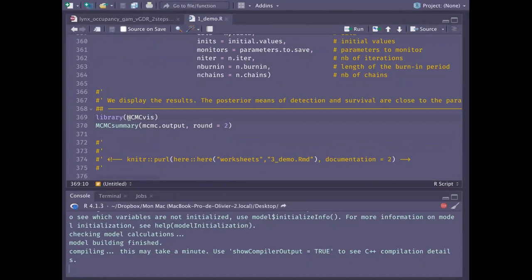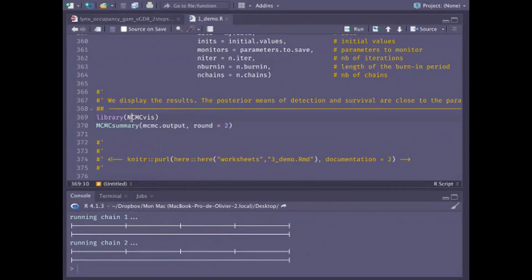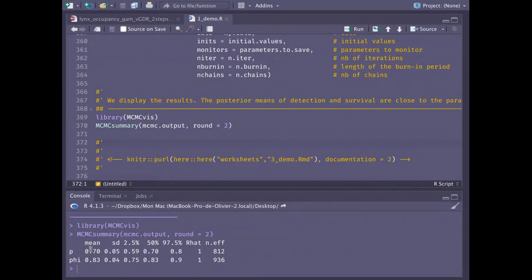Okay, you see first chain, second chain, and you're done. And here we go. The probability of detection is estimated at 70%, and the survival probability is 83. So the detection probability is a bit far from 0.6. I think we used the 0.6 in the simulations, but that's one simulation. You should run it several times to make sure that you're on track.